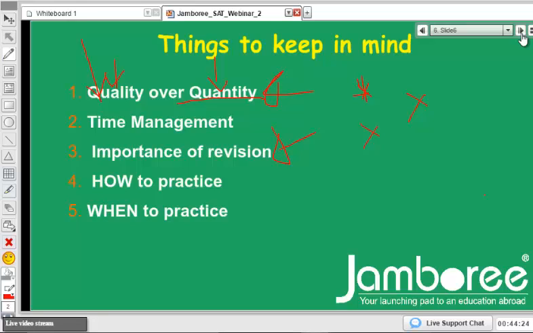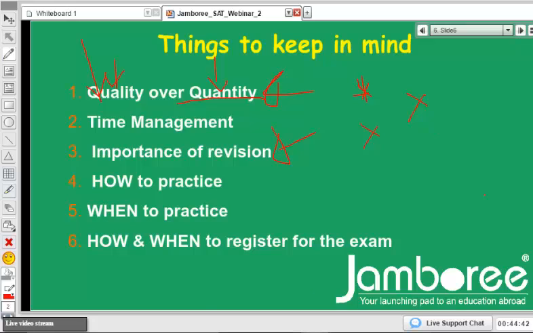So these are some small things that you need to keep in mind when practicing. And trust me, you might be thinking right now that these are way too small, but the SAT in itself is an easy exam. What makes it difficult is when people don't take care of these small things.